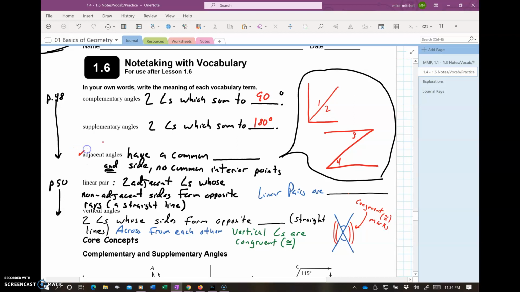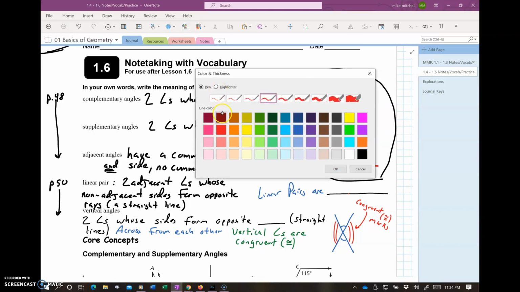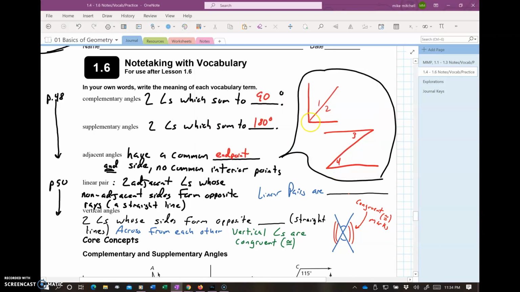Adjacent angles have a common endpoint and side. No common interior points. If you look at it, angles 1 and 2 up here are adjacent. They have a common endpoint right there. There's their common side. So angles 1 and 2 are adjacent up there.